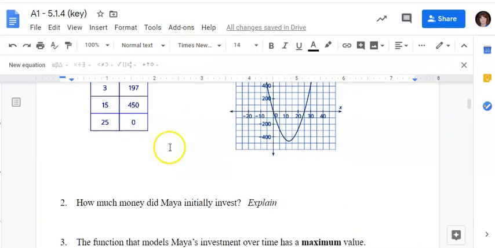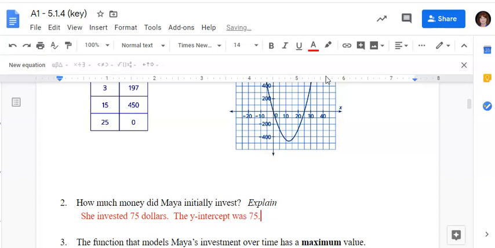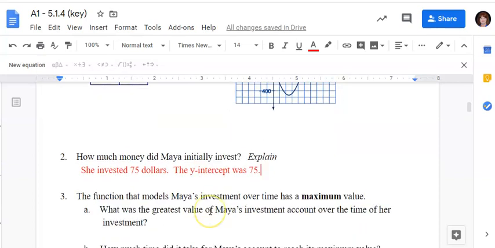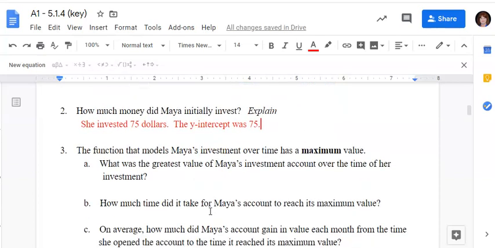How much money did Maya initially invest? Well, we know that she invested $75. So let me put that. She invested $75. And the reason we know that is because the y-intercept was 75. So let's put that for our explanation. The y-intercept in your equation, and you can also see it in your graph.